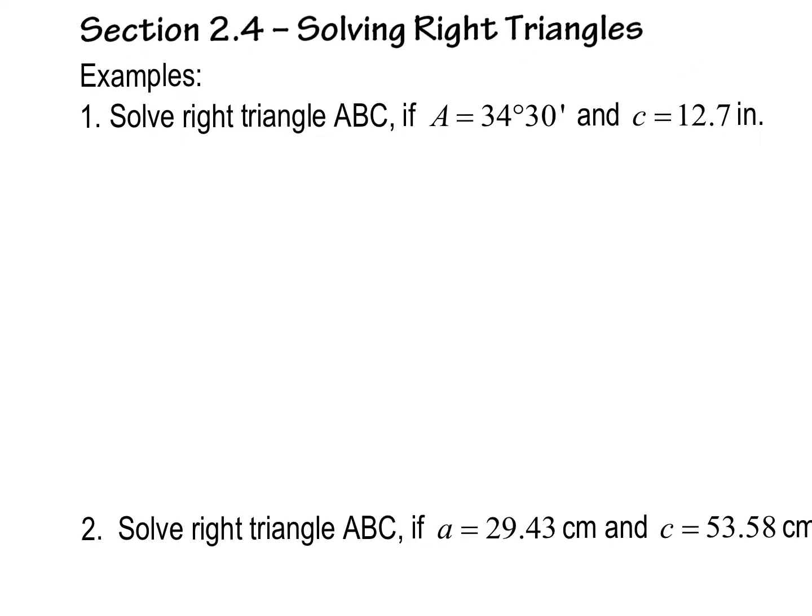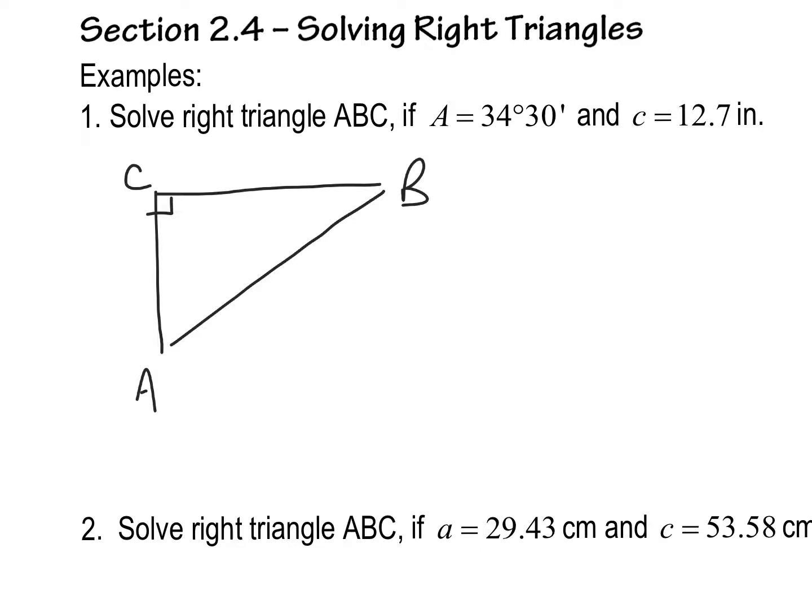Solve right triangle ABC. I'm going to draw a right triangle. Doesn't matter which way it goes. Remember, the right angle is C. A and B doesn't matter. But if angle A is 34 degrees and 30 minutes, you can just type that into your calculator. And angle or side C, notice how that's a little c? That tells you it's a side length. And there's no degree symbol there. Okay, 12.7. So what I have to do is use trigonometry, and I'm going to use this angle.